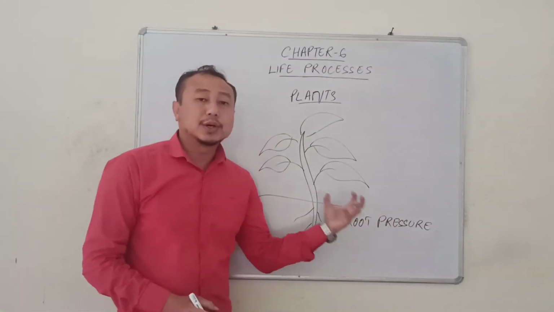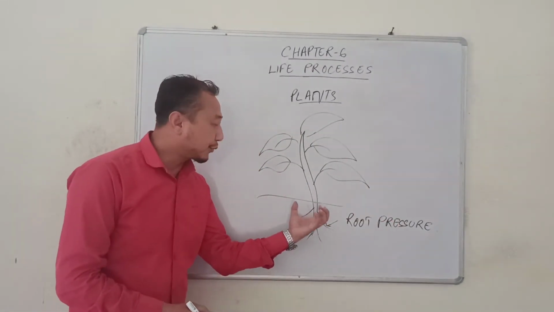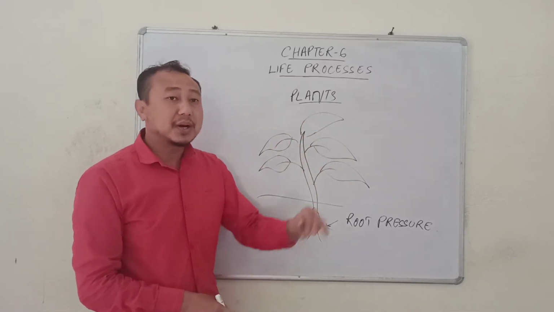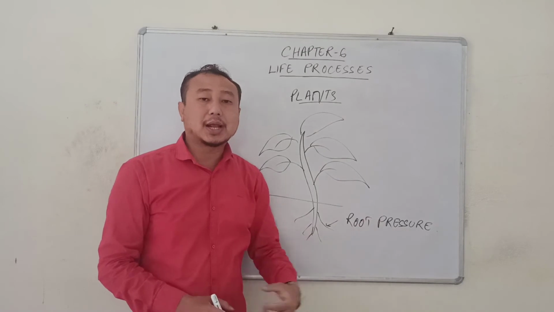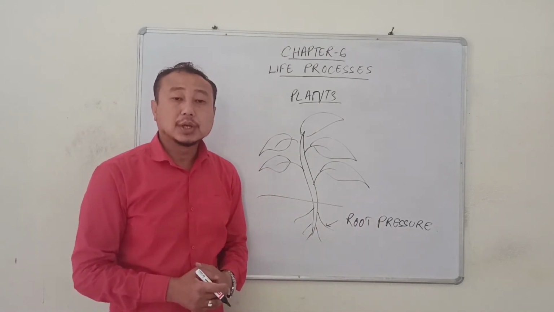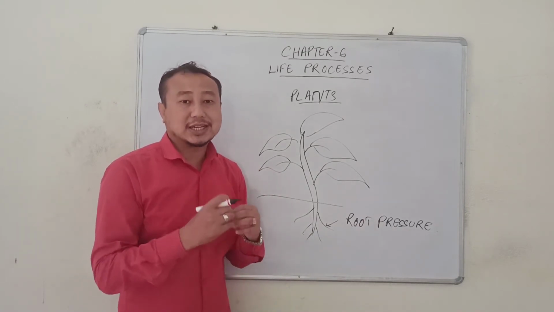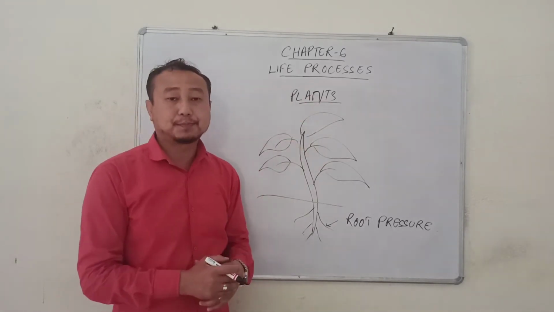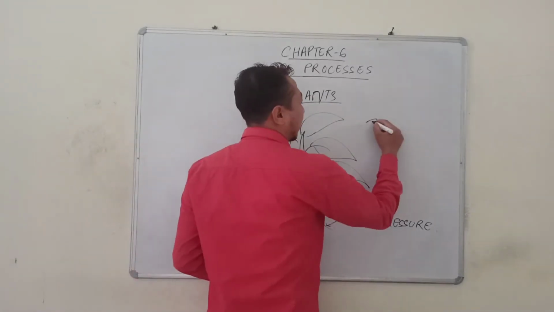This root pressure alone is sufficient to supply water from the root portion to the shoot portion of the plant in the small plants. But in the tall plant, this root pressure alone is not sufficient. So in the tall plant, another process is performed, another pressure is developed from the shoot portion of the plant. That is known as the transpirational pull.